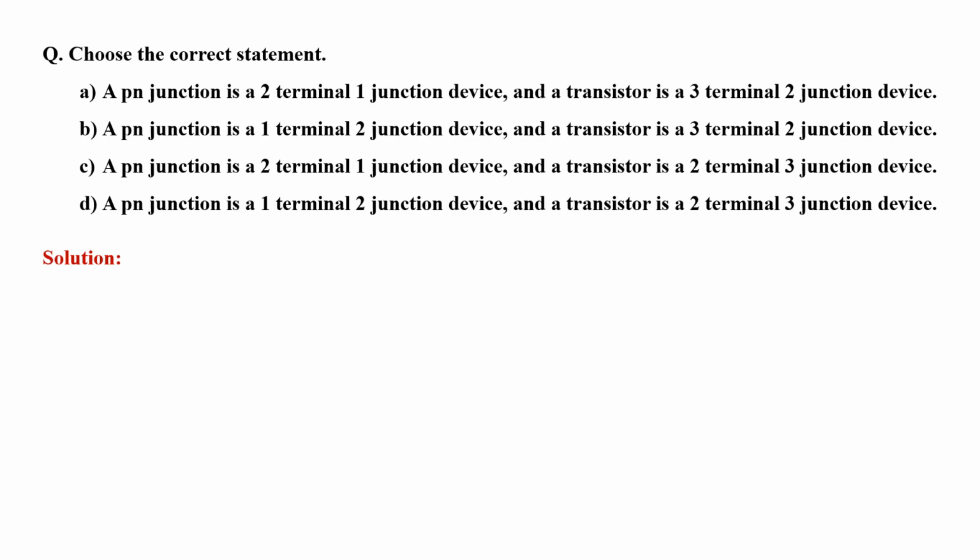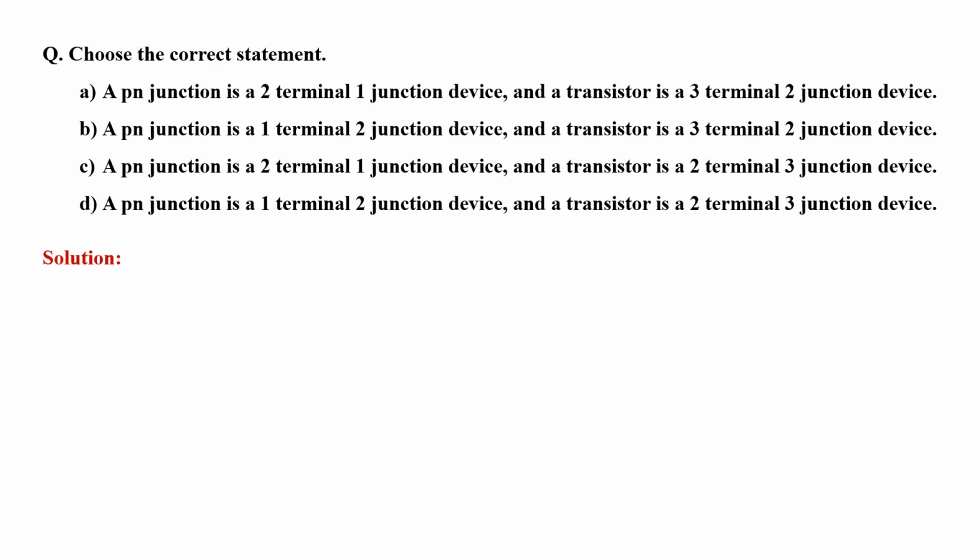So the first question is very direct and very simple, I hope. Choose the correct statement. A PN junction is a two-terminal, one-junction device, and a transistor is a three-terminal and two-junction device. Similar four statements are given to you. So I want both of you to think about it and tell me what is your option and why. The comparison between a PN junction and a transistor.